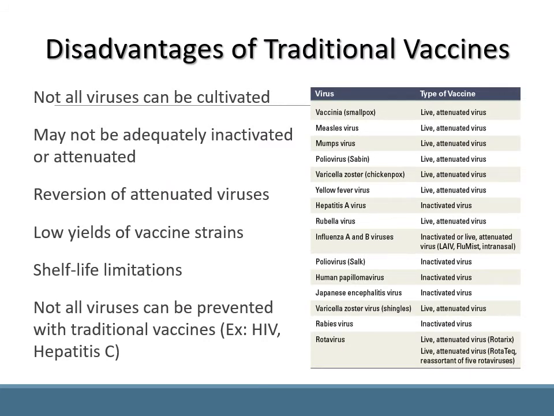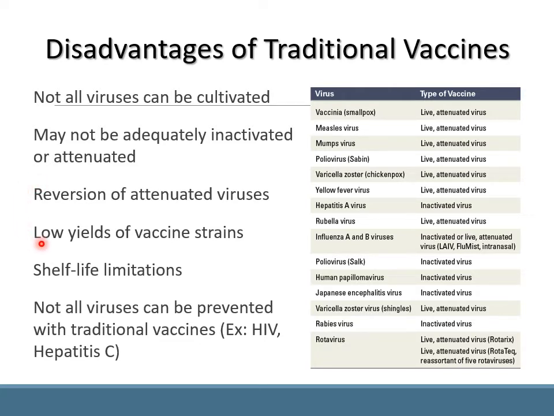So those are our traditional vaccines. This is the same chart I showed earlier. Some of the disadvantages. Not all viruses can be cultivated in cell cultures. Viruses can be inadequately inactivated, or they can be inadequately attenuated, and then they can go on and still cause disease in the individuals who are being vaccinated. So that's not a good thing. Those attenuated live viruses can revert and infect cells.